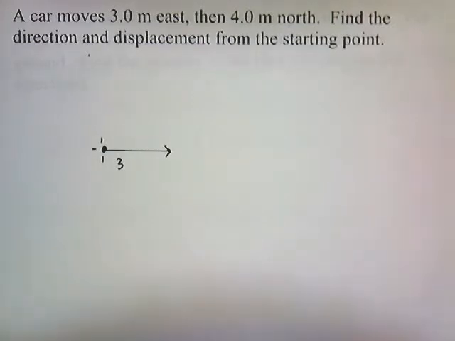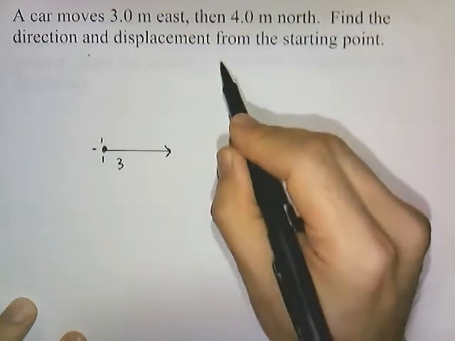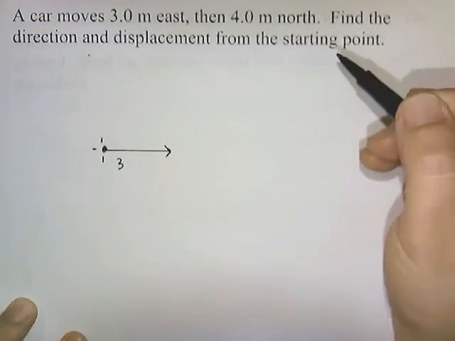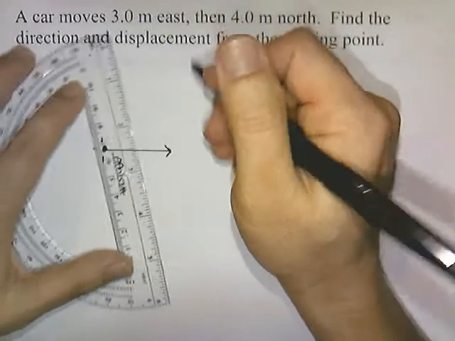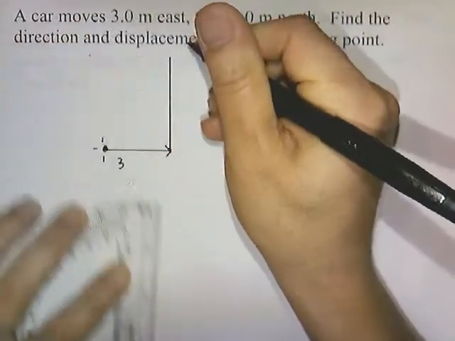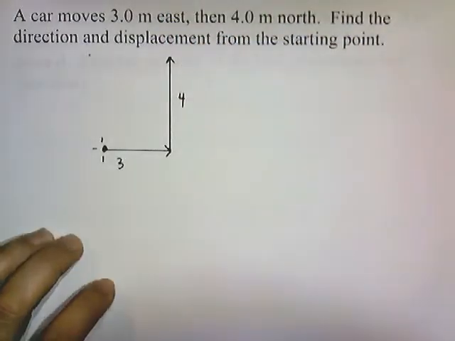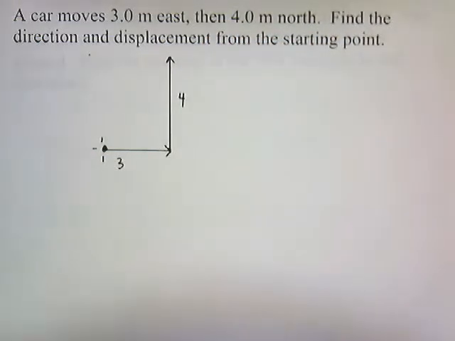All right, we're going to draw the second vector and we're going to place its tail at the head of the first vector. The second vector is 4 meters north, so we have an arrow pointing up. I'm going to draw an arrow pointing up, and the tail of that vector is going to be at the head of the first. So here's our second vector, pointing up like that. The tail of the second vector is placed at the head of the first vector.